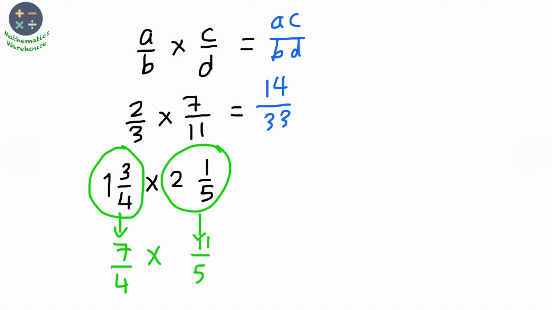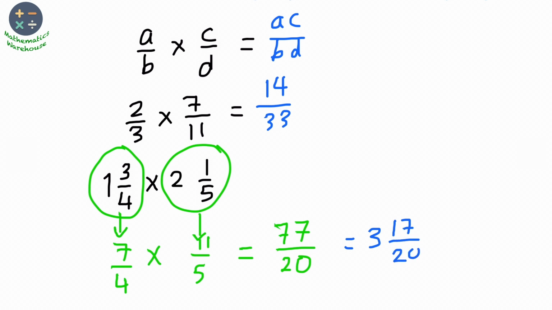Check if we have any common factors between numerator and denominator. Actually, we don't have. So now you can multiply. 7 times 11 is 77, and 4 times 5 is 20. Now we can rewrite this as a mixed number. 77 divided by 20 equals 3, which is 60, and the remainder is 17/20.